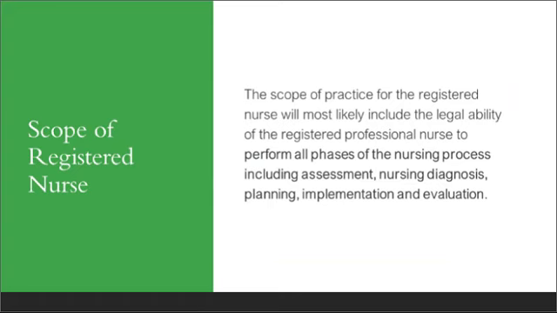Scope of the registered nurse. The scope of a registered nurse will most likely include the legal ability of the registered nurse to perform all phases of the nursing process: assessment, diagnosis, planning, implementation, evaluation, ADPI. That is the scope of a registered nurse. Assess, nursing diagnosis, plan for that diagnosis, implement and evaluate according to your nursing diagnosis from your plan.